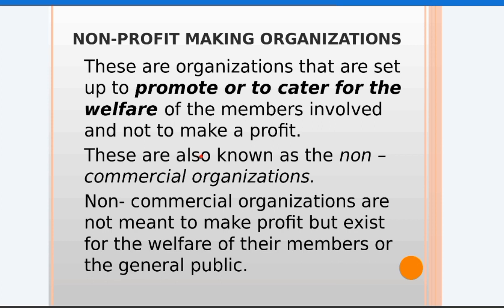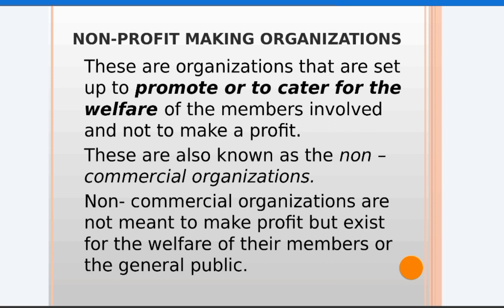You will find that in some books, they call these organizations non-commercial organizations. So they are sometimes called non-commercial organizations in the sense that when we talk about commercial, we are talking about those entities whose main objective is to make profit. So for the non-profit making organizations, we call them then non-commercial organizations. So these organizations are not meant to make any profit, but rather serve the interest of the parties that form them, or at times they are supposed to serve the interest of the general public.